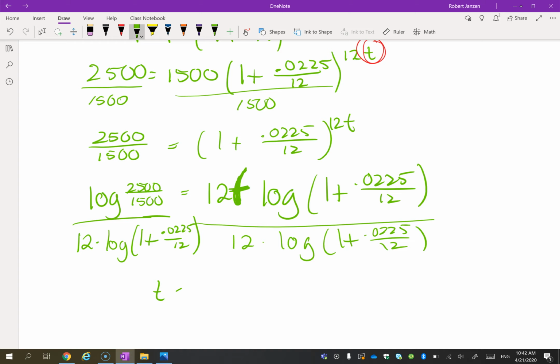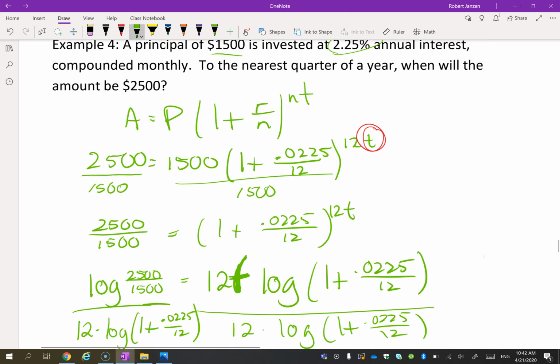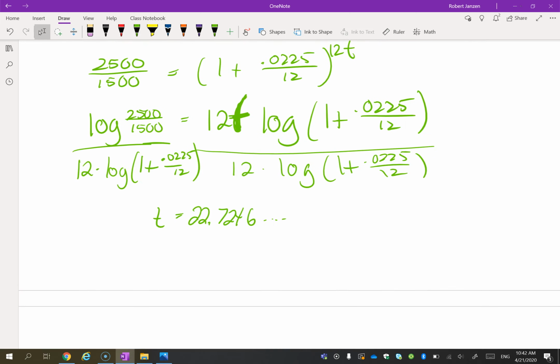So I have t is 22.7246, etc., etc. But it said to the nearest quarter year. Well, this is almost 23 years, but if I want to go quarters, this looks like 22 and 3/4 years. And I'm just going to put a dot there because it's approximately.